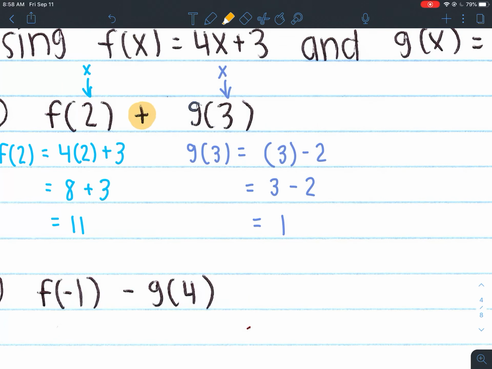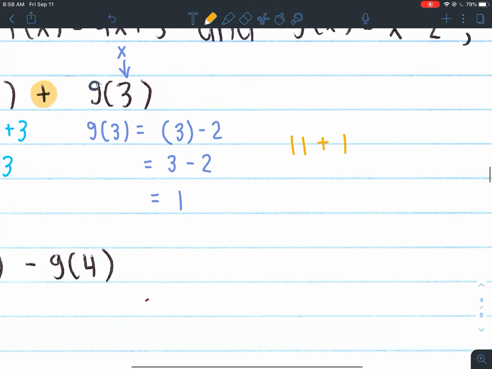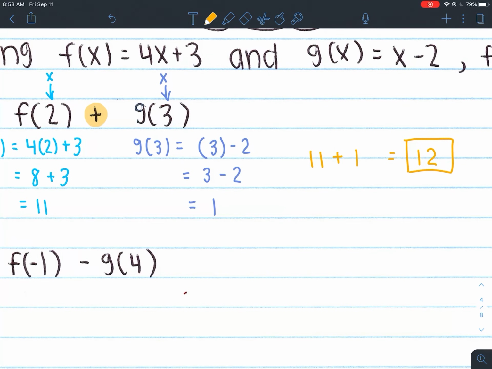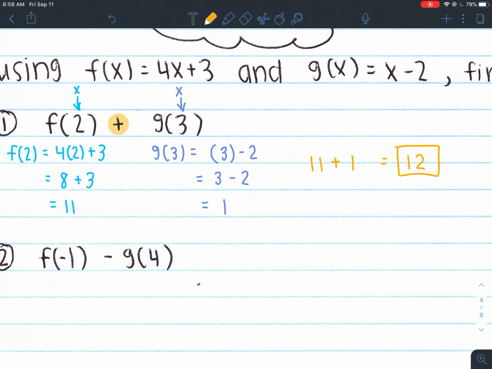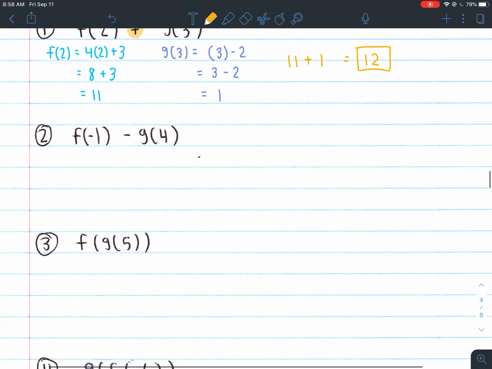So what do I do with these two values? Well, it wants me to add them together. It wants me to take f of 2 and add it to g of 3. So I would need to do 11 plus 1, which is going to equal 12. So I took f of 2 and added it to g of 3, and I get 12. That's really all you're doing. You're just using two functions to solve them.